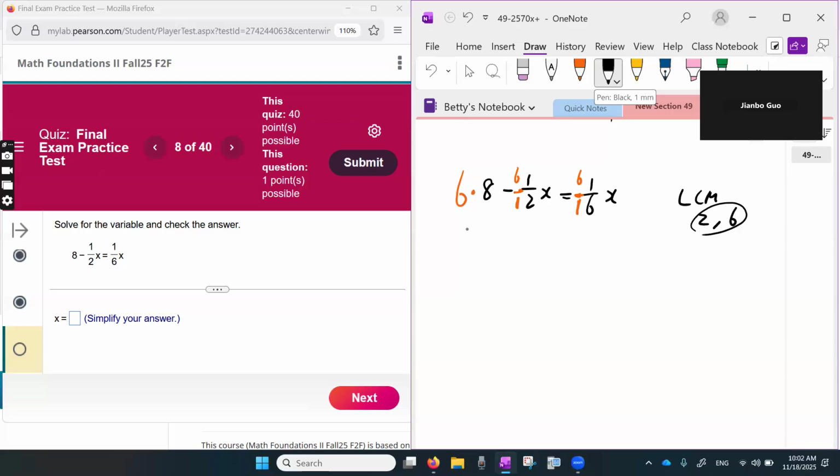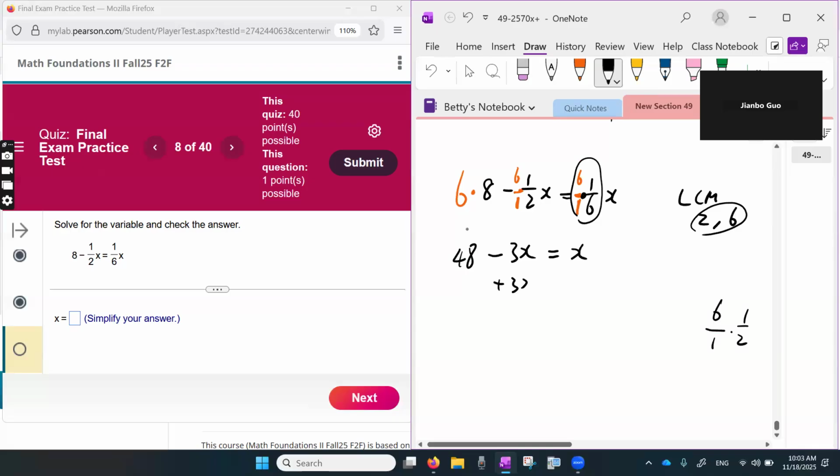6 times 8, 48, minus, this is not 12, okay? It's 6 over 1 times 1 over 2. 6 divided by 2 is 3, and 3x equals 6 over 1 times 1 over 6 is 1. They are reciprocal of each other, right? x. And then plus 3x to each side. We have 48 equals 4x, divided by 4, divided by 4. We have x equals 12.